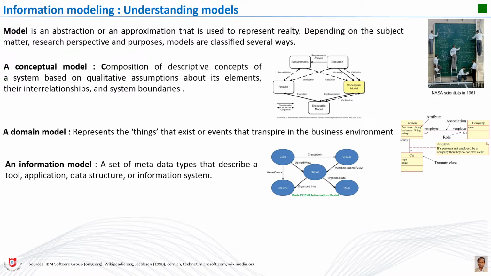An information model aims to describe what information an information system contains and what is communicated through its interface. It is a set of metadata types that describe a tool, application, data structure, or information system. Information models are described by classes, relationships, and properties.